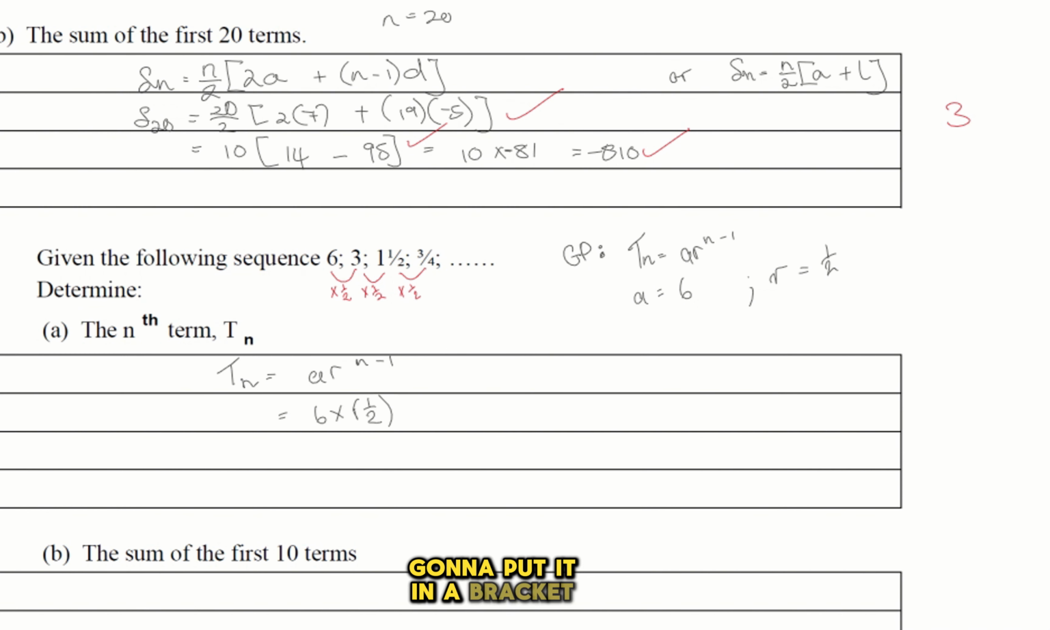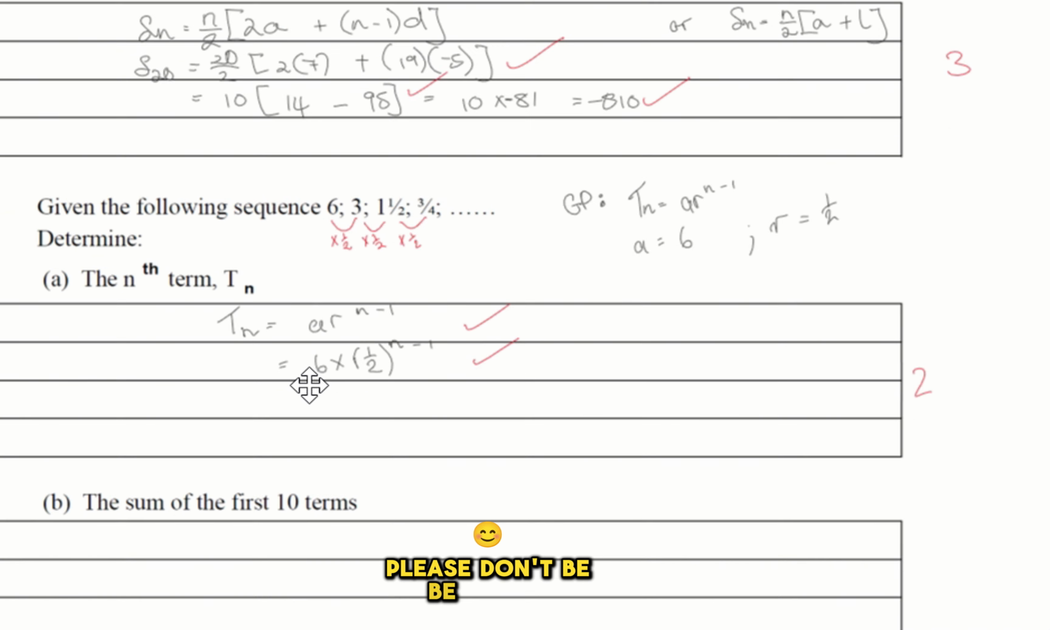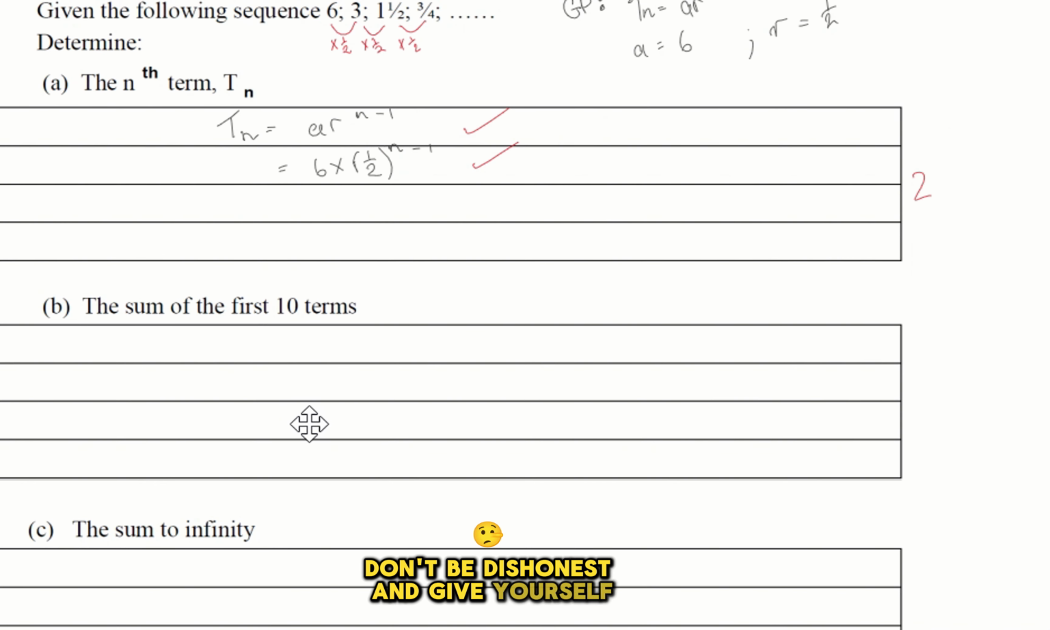I'm going to put it in a bracket, and then I'm going to just leave it as n minus 1. You didn't have to work further there because they only ask you for a general term, so that is sufficient there. You can actually not work further because you're not supposed to multiply that 6 times a half. So you leave it like that. That will probably be 2 marks. So it's basically just for the formula and correct substitution into your formula. So marks will be allocated as to formula and correct substitution into the formula. There's 2 marks available there. Please don't be dishonest and give yourself full marks here.